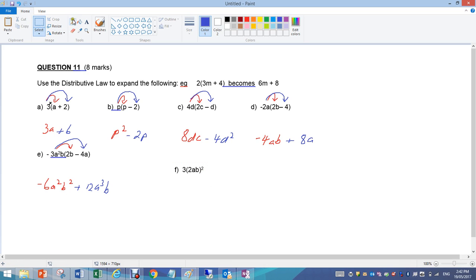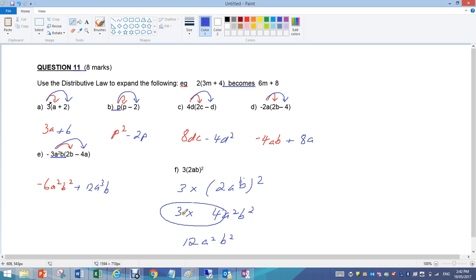Last one. So first we've got to do the power. Before it's 3 times this whole bracket, but we've got to get the bracket sorted out first. So it's 3 times 2AB squared. So that's the same as 3 times 2 squared is 4, A squared is A squared, and B squared is B squared. And then we can just do 3 times 4 is 12, A squared, B squared. So all we did at the end was just combine the two numbers together, and then we added on our A squared, B squared. So that's the answer there.